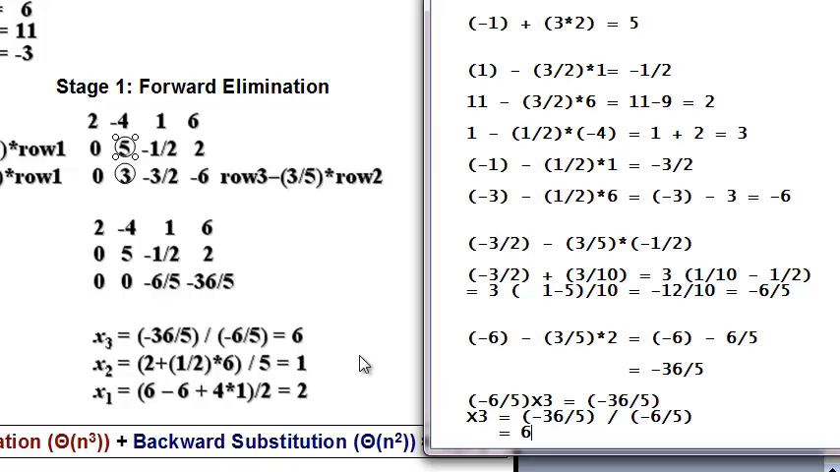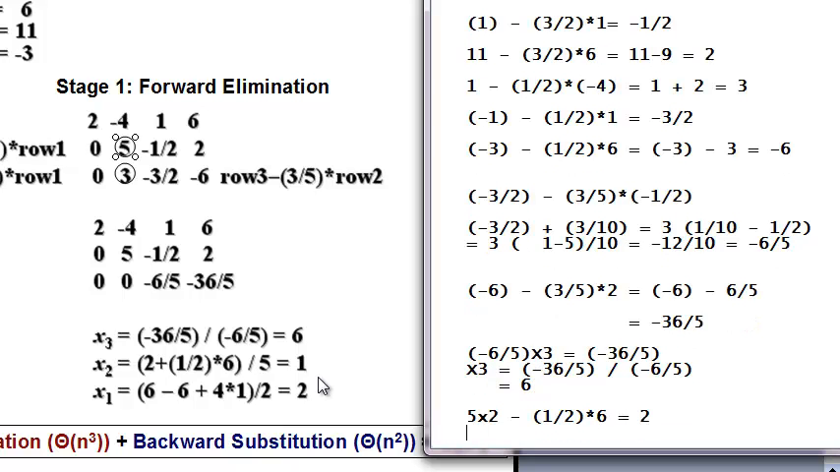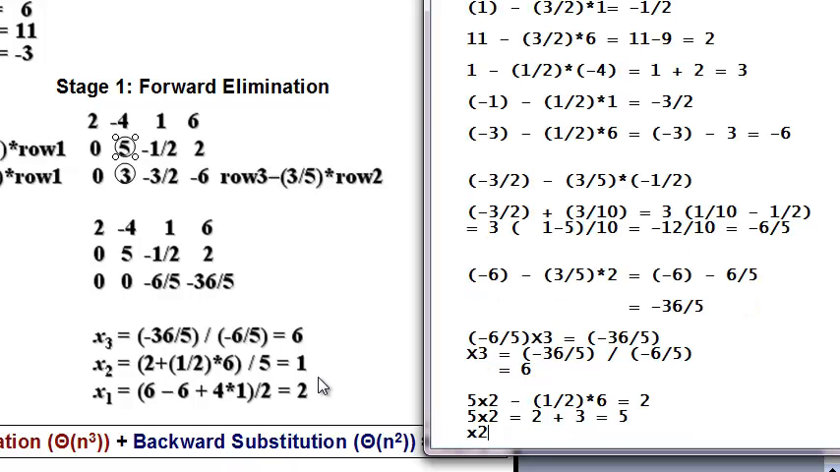Okay. So once you find x3, substitute for that in the previous equation, which is this. So 5x2 minus half times what x3 is, 6, equals 2. So 5x2 equals 2 plus a 3, which is a 5. So x2 equals a 1.